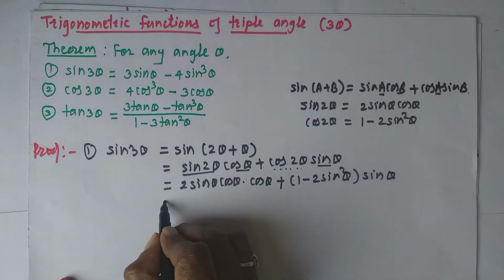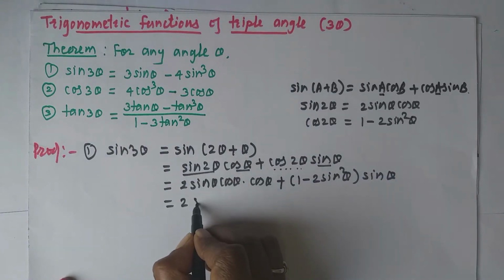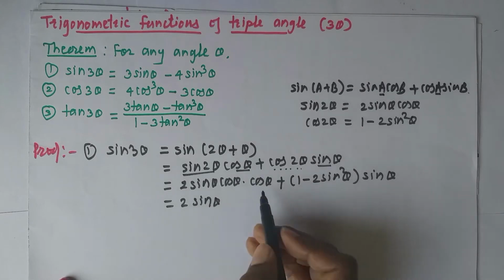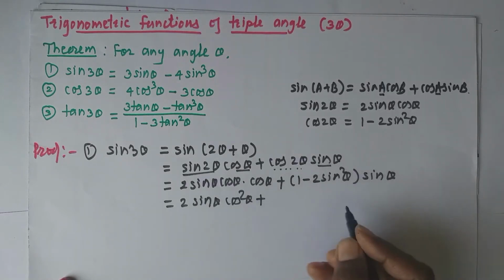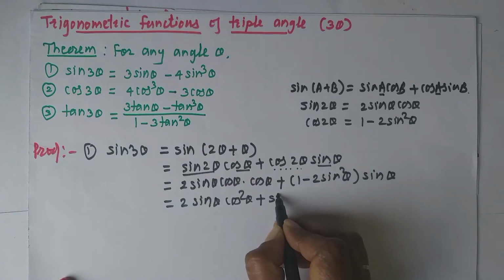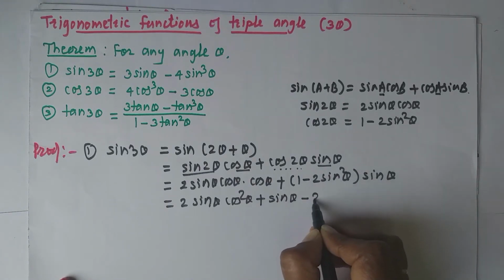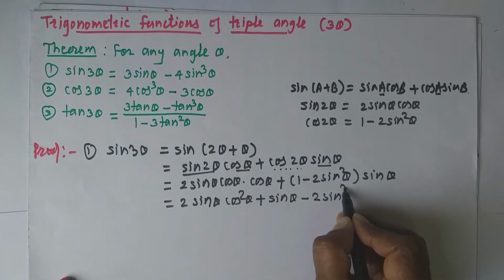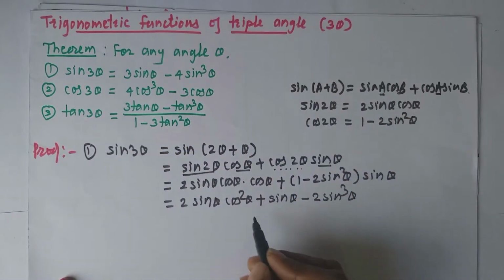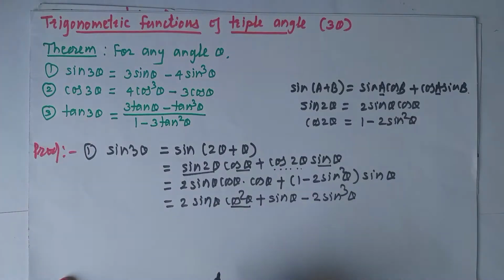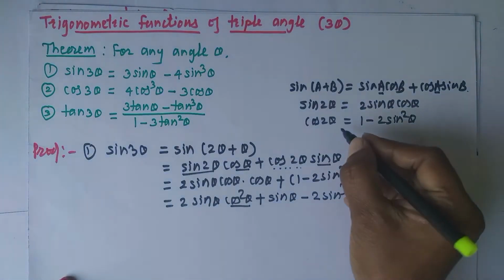Now simplify this. This will be 2 sin theta. Now this cos theta into cos theta will be cos square theta plus, open this bracket, this will be sin theta minus 2 times sin cube theta. Now see here in the right hand side there is only sin, therefore I have to transfer this cos square theta into sin square theta.